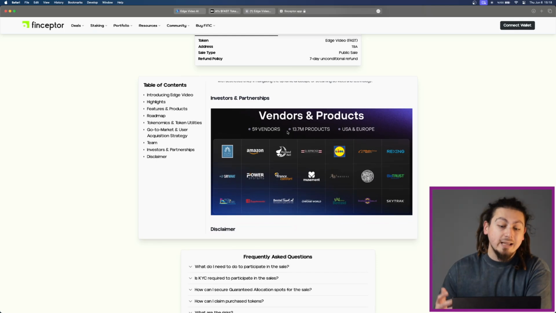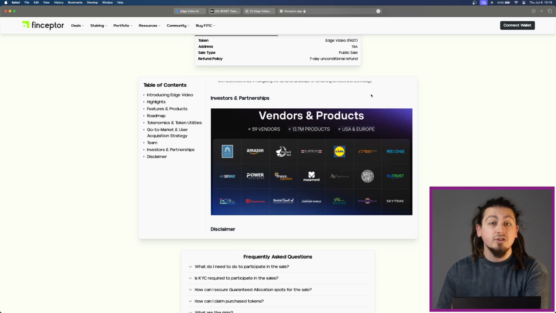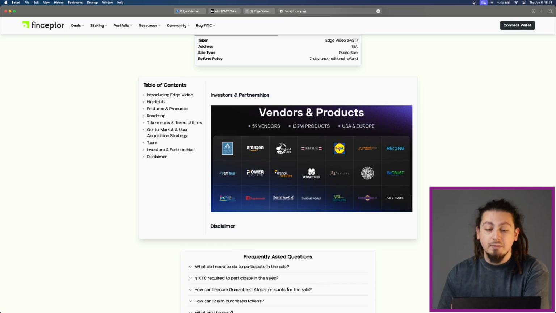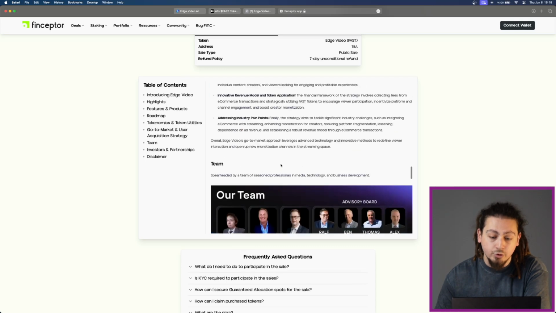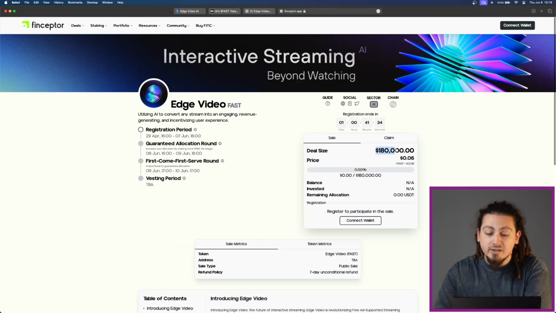Here you can also see their other investors, partners, vendors, and also products. They have 59 vendors and 13.7 million in products, and they are across the USA and Europe. You can see there are big names. Lidl is a market chain which is very big in Europe. Amazon and Friends Comfort are also among their vendors.